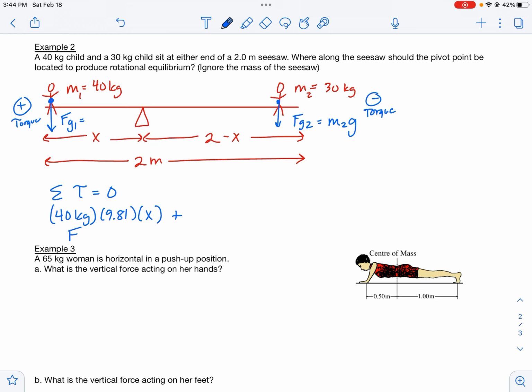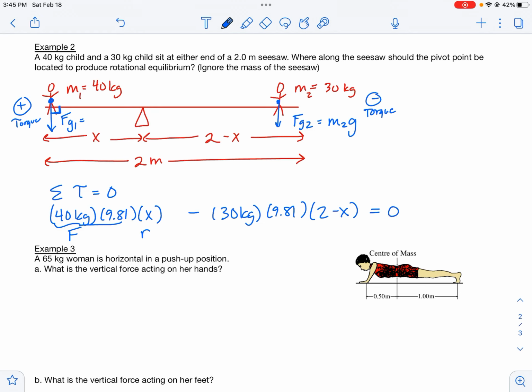So again, I'm doing force. Force is mg, and distance is x. And in this case, the angle is 90 degrees. So I'm not going to bother to write the sine of 90 because the sine of 90 is 1. And then the 30-kilogram child has a negative torque, so I'm going to put a negative. Maybe I could just say subtract. And this is a 30-kilogram child times 9.81, and the distance is 2 minus x. And that has to sum to 0.